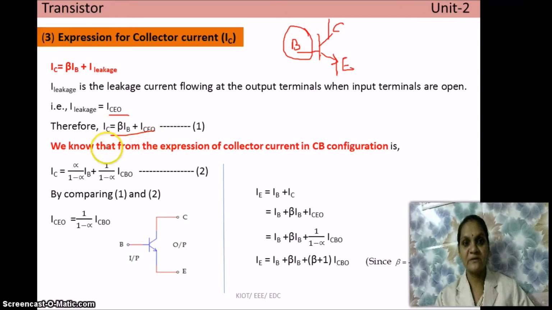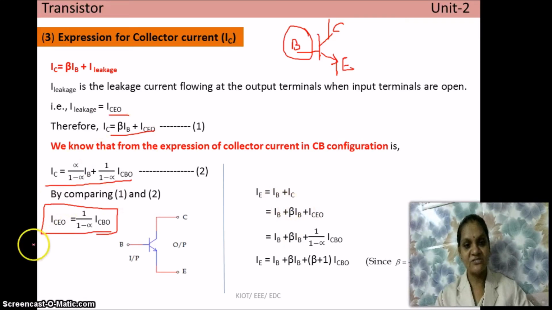As I already derived, there is an expression for collector current in common base configuration. So this is the common emitter collector current and this is the common base collector current. Now compare these two equations. Simply we can write beta is equal to alpha by 1 minus alpha, and ICEO equal to 1 divided by 1 minus alpha into ICBO. So this is the relation between the leakage currents in common base and common emitter configuration. This relation is important.